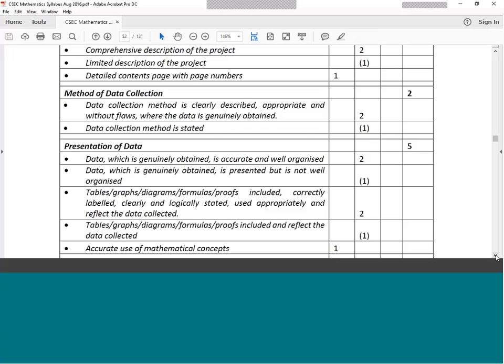The presentation of the data, we have 5 marks for that. Out of the 5, 2 marks is for data which is genuinely obtained, accurate and well organized. So we see that 2 marks is conditioned on whether the data was genuinely obtained. So if the teacher knows for certain that the students fabricated the data, well then the student can be penalized there. The table or graph must be correctly labeled, clearly and logically stated and used appropriately, and reflect the data collected. If it doesn't reflect the data collected, then the students shouldn't be given a mark just for showing a table.